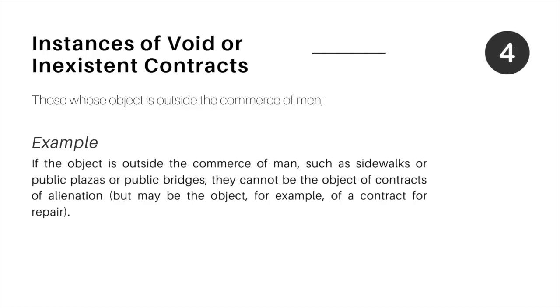Fourth, those whose object is outside the commerce of man. If the object is outside the commerce of man, such as sidewalks, public plazas, or public bridges, they cannot be the object of contracts of alienation, but may be the object, for example, of a contract for repair.